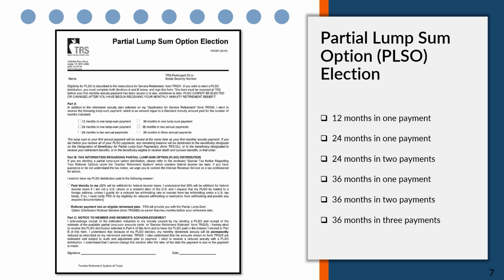In Part B, you will select how you want your PLSO distributed. You can choose to have the PLSO paid directly to you or rolled over to another eligible retirement plan. Any funds paid directly to you will be taxed at 20% when paid out. If you choose to roll over the PLSO, funds will be tax deferred. TRS will provide the appropriate rollover form no earlier than 2 months prior to your retirement date. Please refer to the special tax notice regarding rollover options under TRS, which explains federal income tax laws.